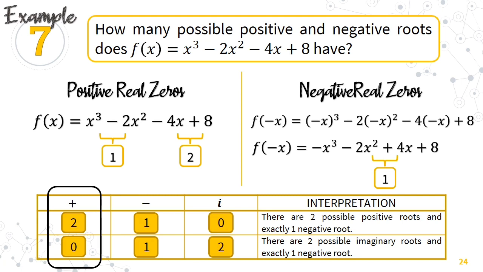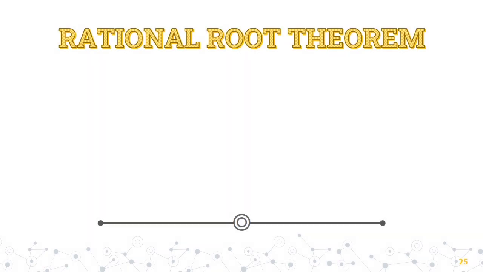We can only determine which of these 2 combinations will be true once we have solved the actual roots of the given polynomial. At this point, we will be discussing the rational root theorem and the integral root theorem. These two theorems will lead us to solving the real roots or the actual roots of the given polynomial function.